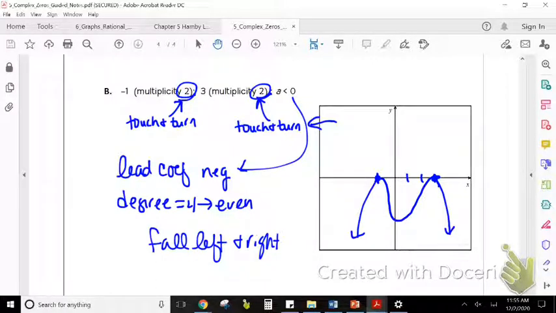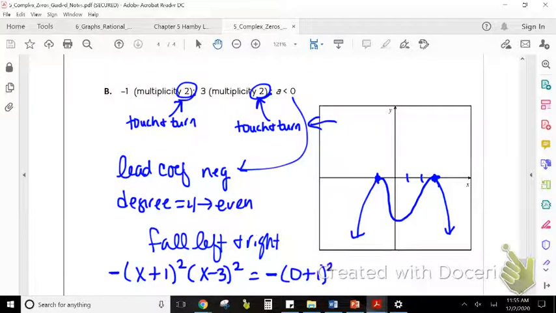Now, is my y-intercept negative? Let's check real quick. So that first 0 gives us a factor of x plus 1 squared. The second one gives us a factor of x minus 3 squared. And we know our leading coefficient is negative, so I'm just going to put a negative there, or a negative 1. So we have negative 0 plus 1 squared times 0 minus 3 squared. Remember, I put in zeros because I'm looking for the y-intercept. We get negative 1 squared times negative 3 squared. So that's what? Negative 1 times 9, so it's a negative 9.